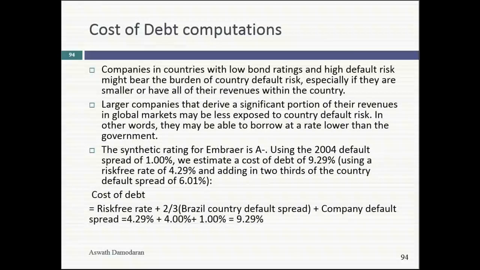For Embraer, actually, I used the safer company numbers, because in 2003 it got 97% of its revenues outside Brazil. The rating I attached to them was A minus. The 2004 default spread was 1%. And the risk-free rate then was 4.29%. So basically what I did was I took the 4.29% T-bond rate as my risk-free rate, because I'm doing everything in US dollars, and added the 1% for Embraer.